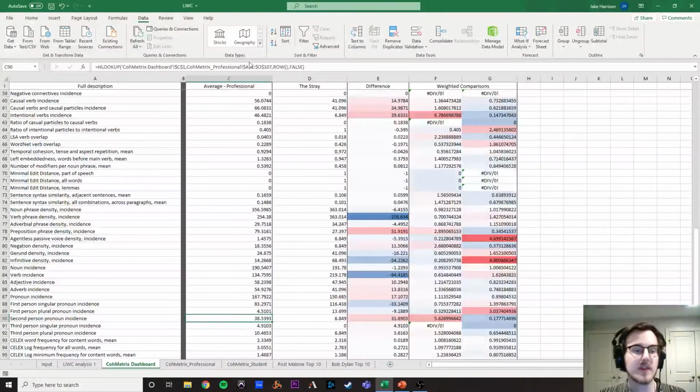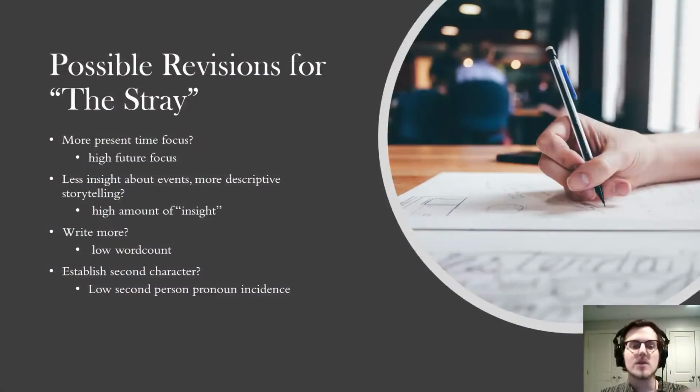In Cometrics, we found that compared to the average professional song, there were very, very few second person pronoun incidents in The Stray. What we took that to be is that there are no secondary characters other than the speaker in The Stray. And so we wanted to elaborate more about the people around the story that is happening in The Stray. So here are our possible revisions again, and it's important to think about these as possible revisions, right?